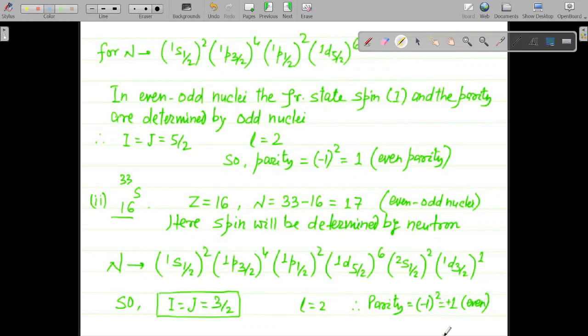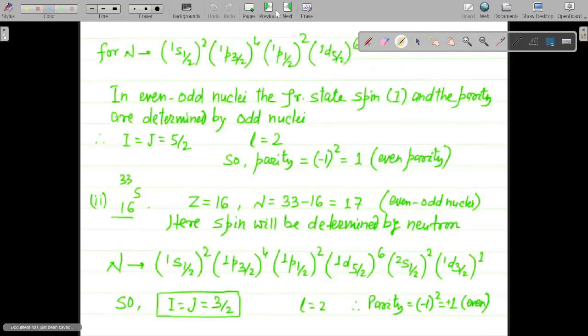So this parity will clearly be even parity. Whether you call it parity equal to plus 1, positive parity, or even parity, all of them mean the same thing.